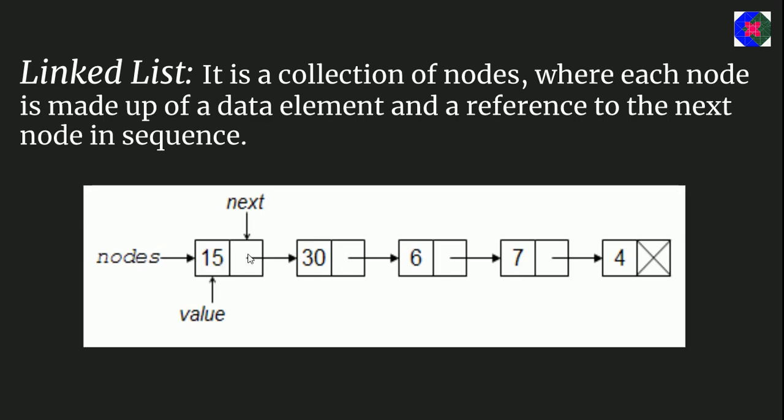One is the data field or value field, another one is the pointer to the next node. The first node of the linked list is called the head node, and the last node of the linked list has this special characteristic that the pointer field of the last node will point to null pointer.